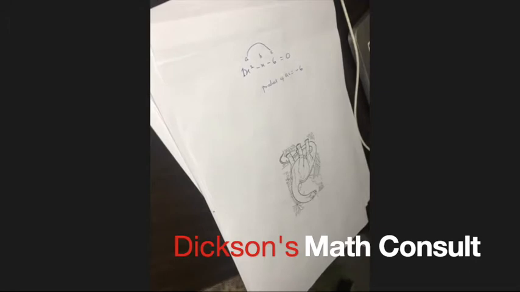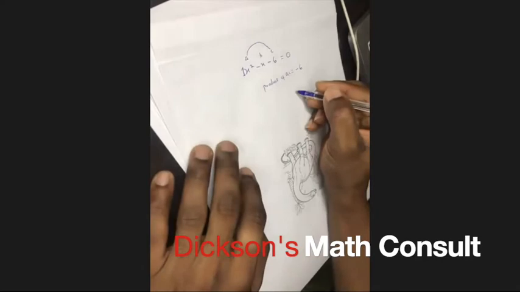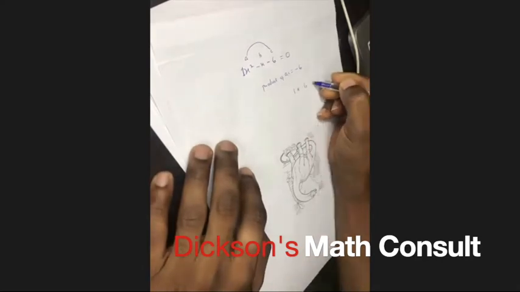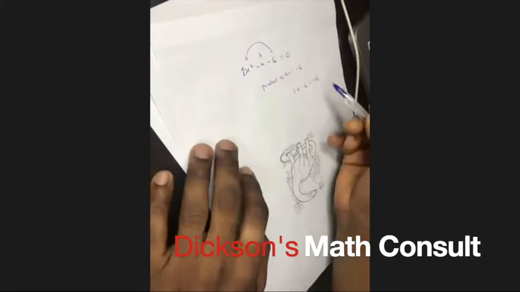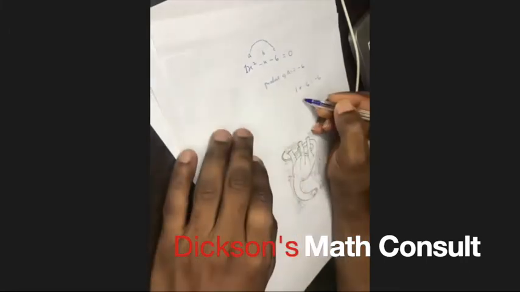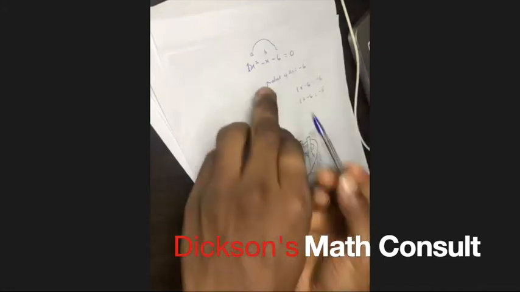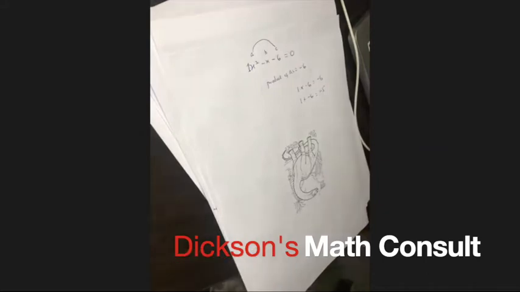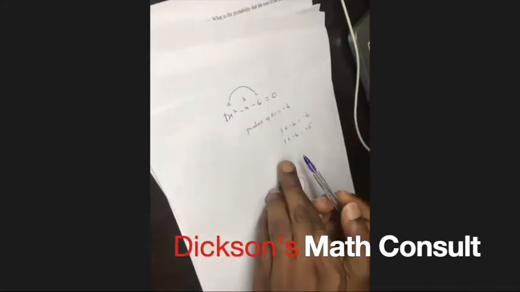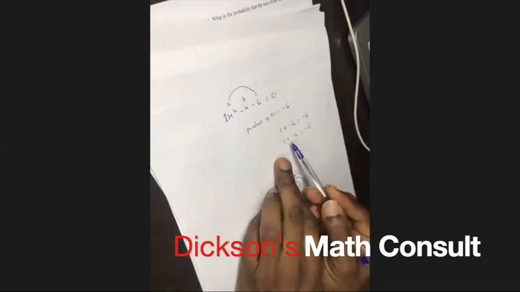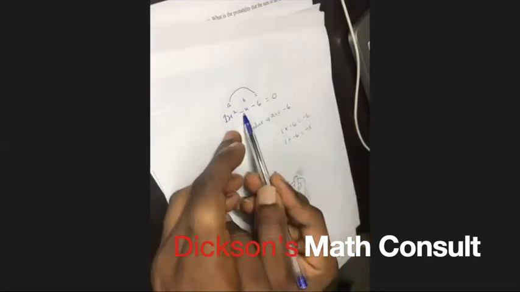1 and -6. Positive 1 and -6. Okay, so let's see. Positive 1 times -6 is -6. Good. So we have this. Now let's see. Positive 1 plus -6 is giving me -5. I don't have -5 here. So we need to go into it again. So what do you think we should do to give us -1 here?